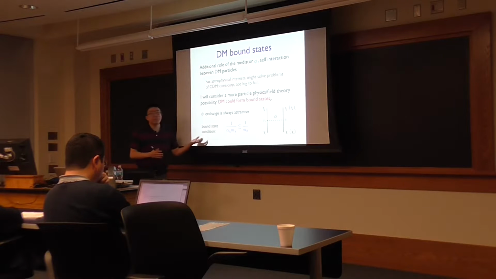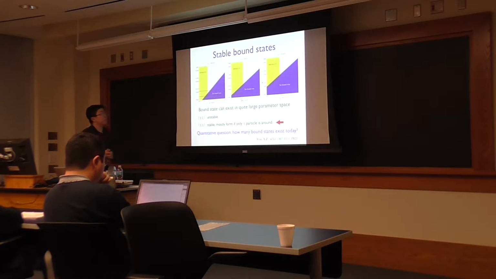And so the condition is just to make sure the screening length is large enough to accommodate the bound state, the minimal bound state. So this is the bound state condition. And so let's look at the parameter space and see which are the regions that allow the bound state to exist. These are the three plots for different dark matter mass.